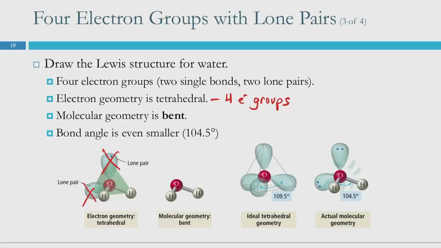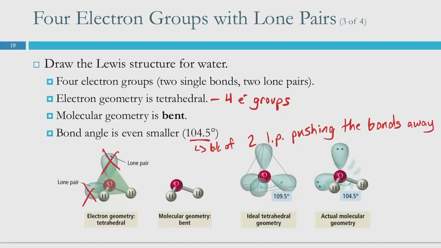And our bond angle is going to be even smaller because of 2 lone pairs pushing the bonds away. And this molecular geometry we call bent.